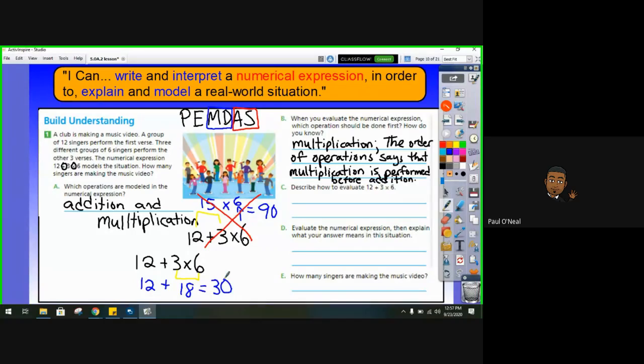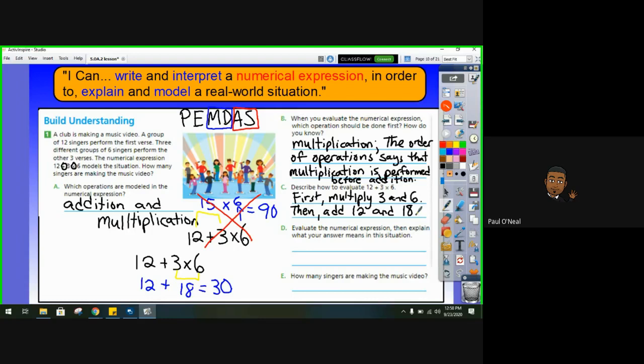C, it says describe how to evaluate 12 plus 3 times 6. Well, I kind of just showed you there. So how can we interpret that? First, multiply 3 and 6. Then add 12 and 18. That's how we would evaluate.